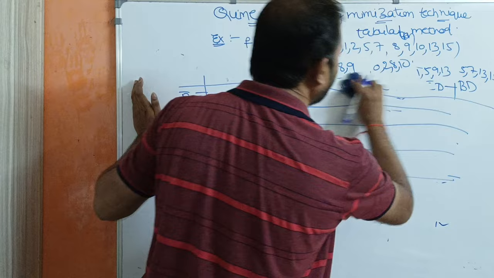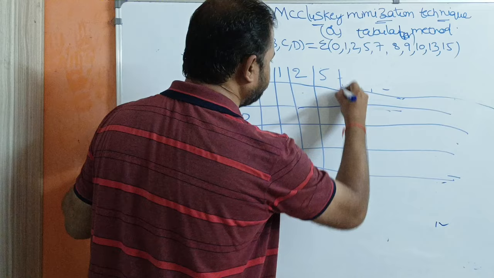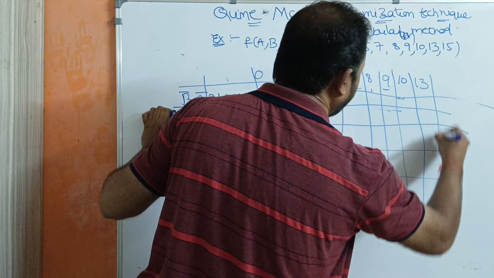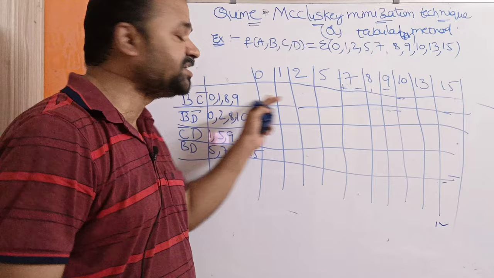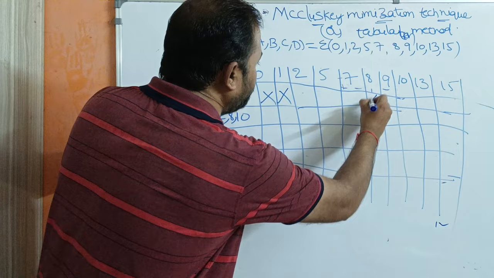0, next 1, next 2, next 5, next 7, next 8, next 9, next 10, next 13, and the last one is 15. If the minterm is included, then simply we have to put a cross mark. So here, 0 is included, so put a cross mark. 1 is included, put cross mark. 8 is included, put cross mark. 9 is included, so put cross mark.